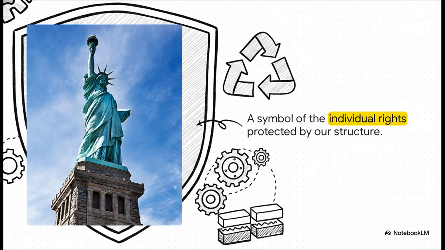The Statue of Liberty serves as a perfect symbol for our next point, because the ultimate goal of all these complex structures we've talked about, the separation of powers, the checks and balances, the federalism, isn't just to create a messy, complicated government. The real goal is to protect your liberty and individual rights. The structure itself is literally a shield for your freedom.